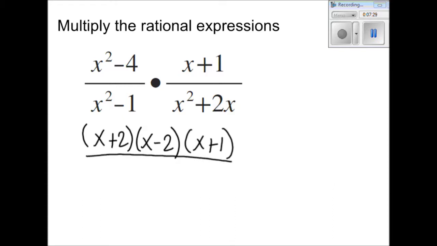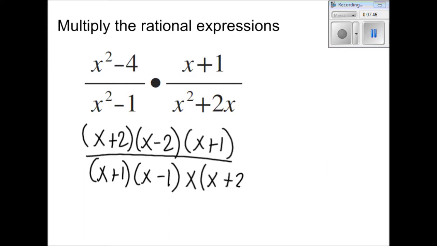X squared minus 1 is also another difference of squares. So this is x plus 1 and x minus 1. 1 times 1 is 1. And then in this, I see that it's not a difference of squares, but it is a GCF. So I'm going to pull out that x, and I'm left with an x plus 2.